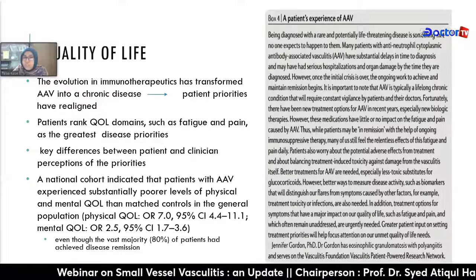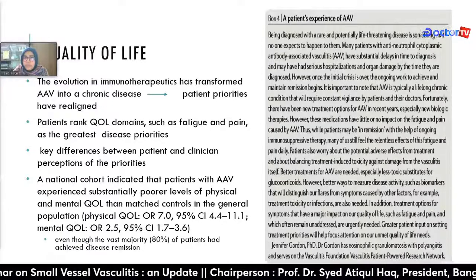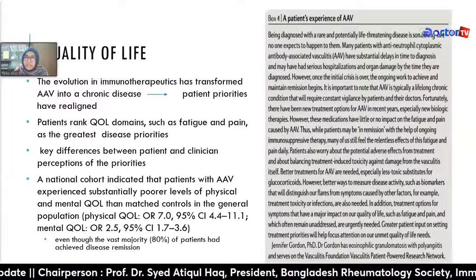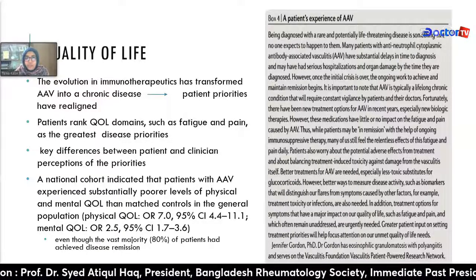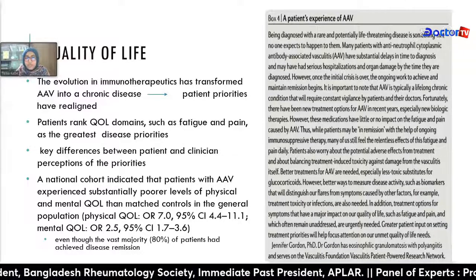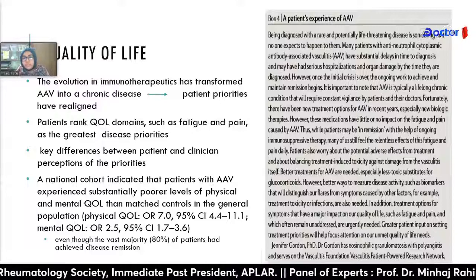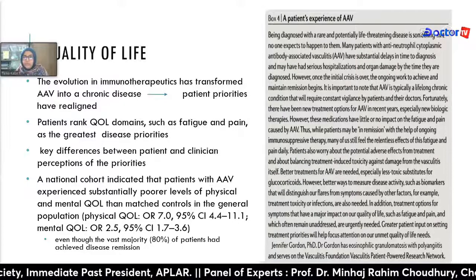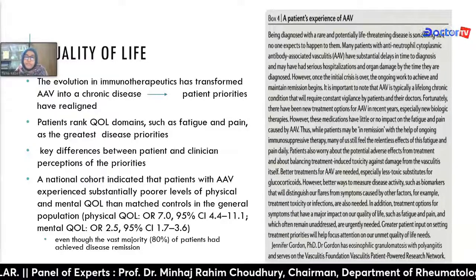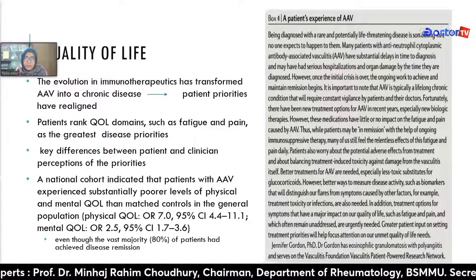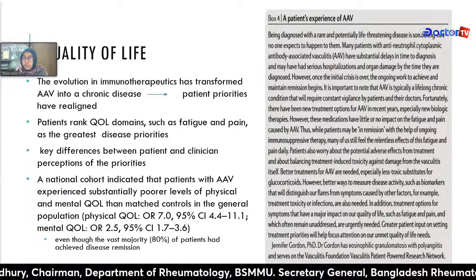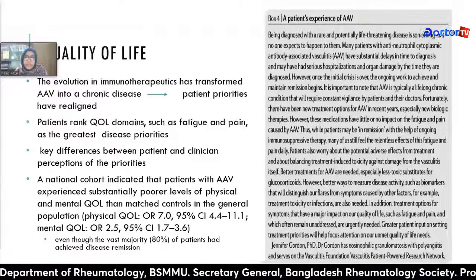Now, the evolution of the immunotherapeutics has transformed ANCA vasculitis into a chronic disease. So the patients' priorities have realigned. Patients rank quality of life domains such as fatigue and pain as the greatest disease priorities. So there are key differences between patients' and clinicians' perception of the priorities. The clinician is more concerned about infection due to the use of immunosuppressive agents, but the patient is more concerned about their moon face, cushingoid appearance, their fatigue and their joint pain.